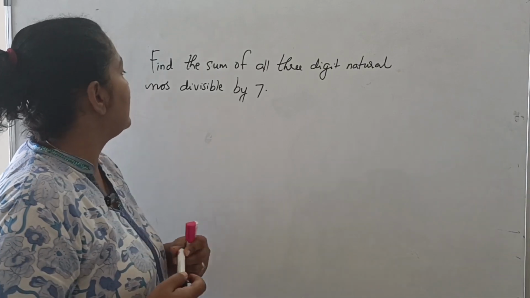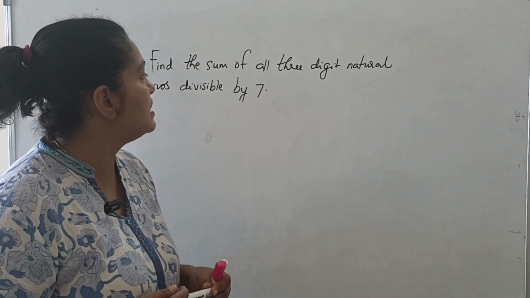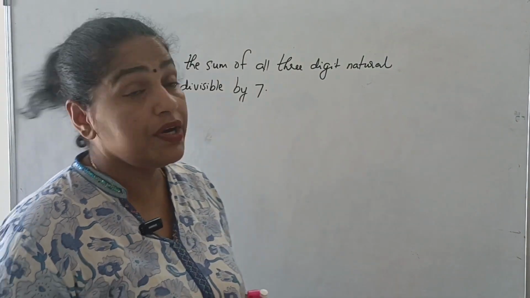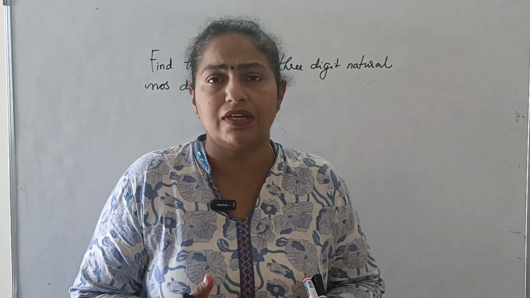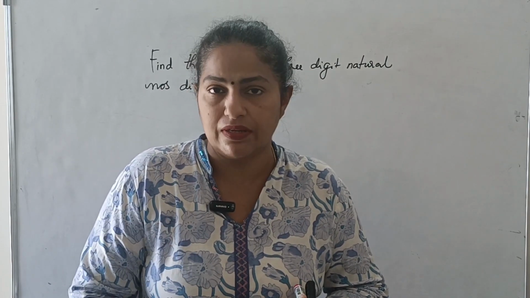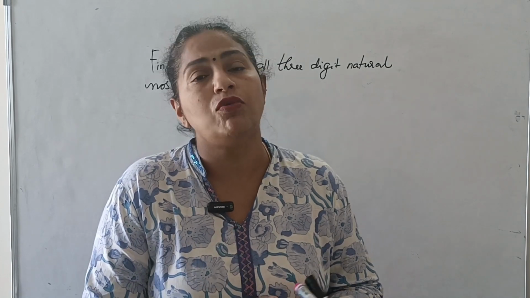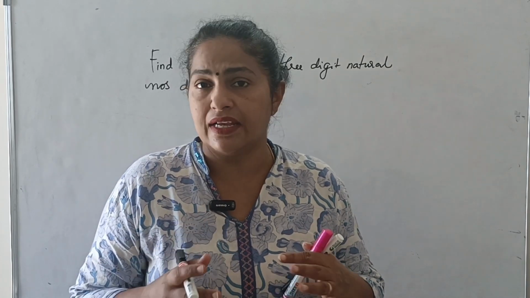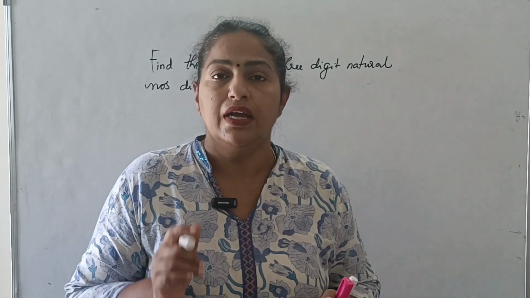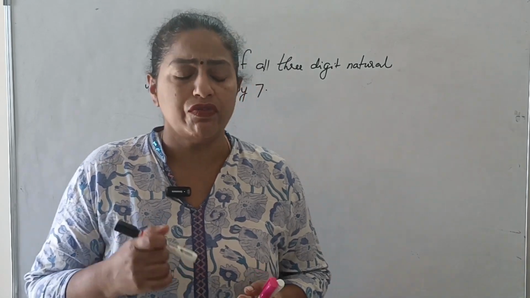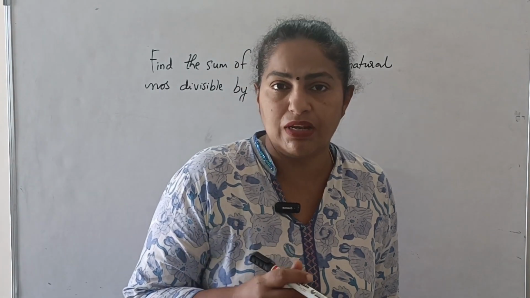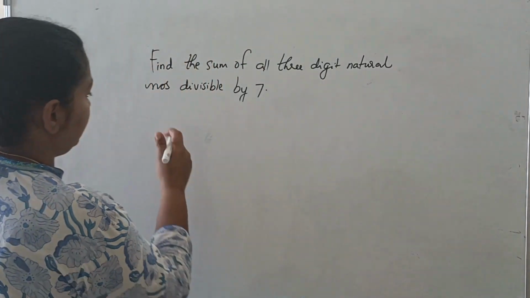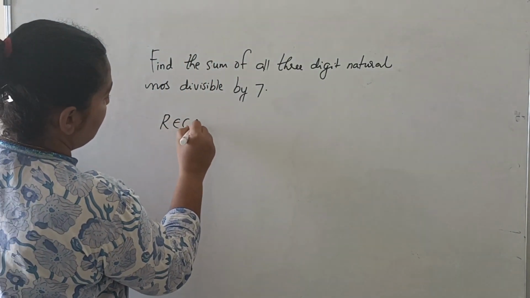Find the sum of all 3-digit natural numbers divisible by 7. So, what do you understand by this question? It means that there are a few 3-digit numbers which are divisible by 7. We need to add all of them, or find the sum, and get the final result. Now, we have done a similar sum when we were trying to learn about the nth term of an AP. What was that sum? Let us do the recap.